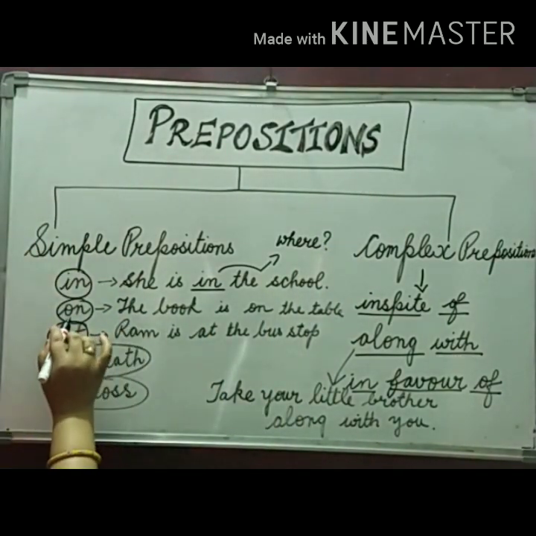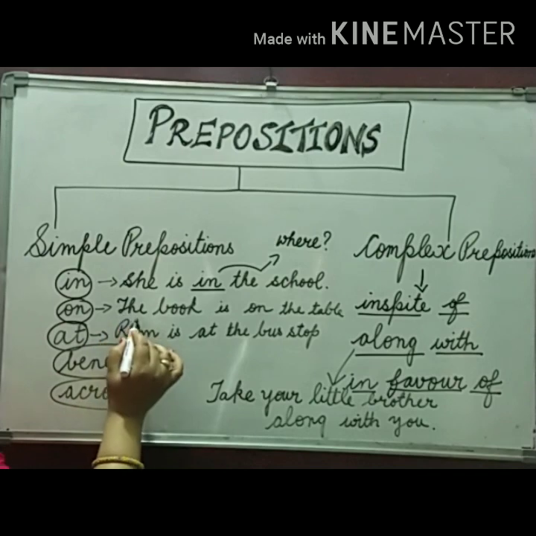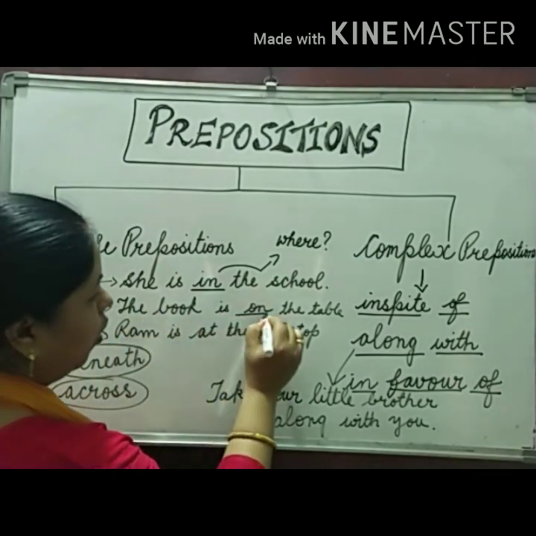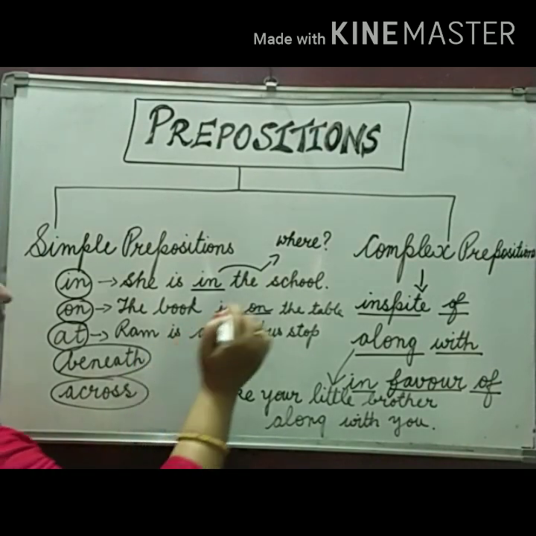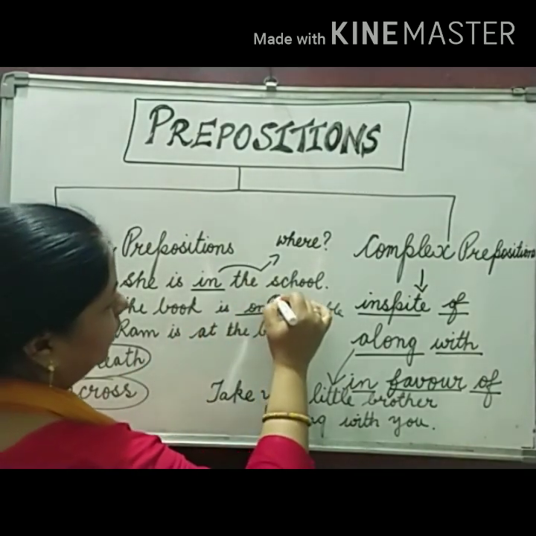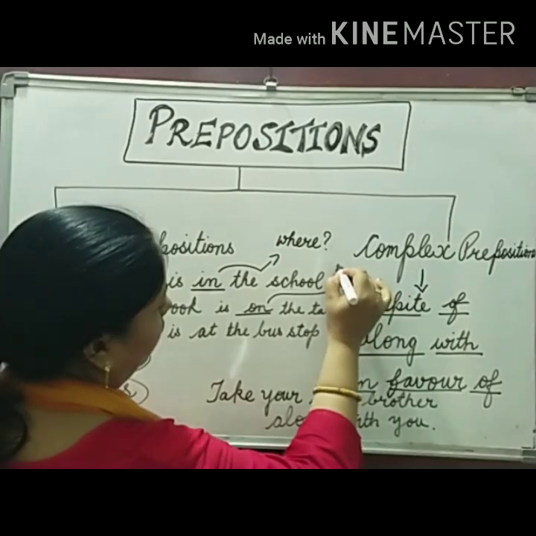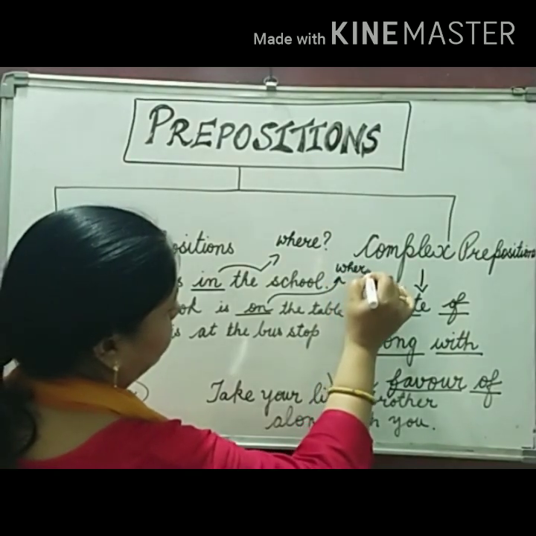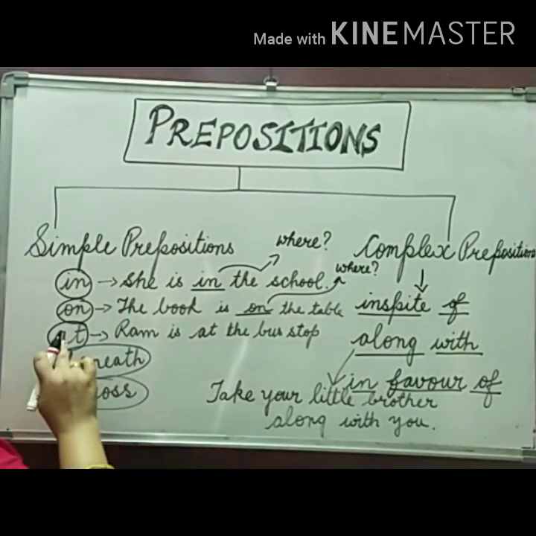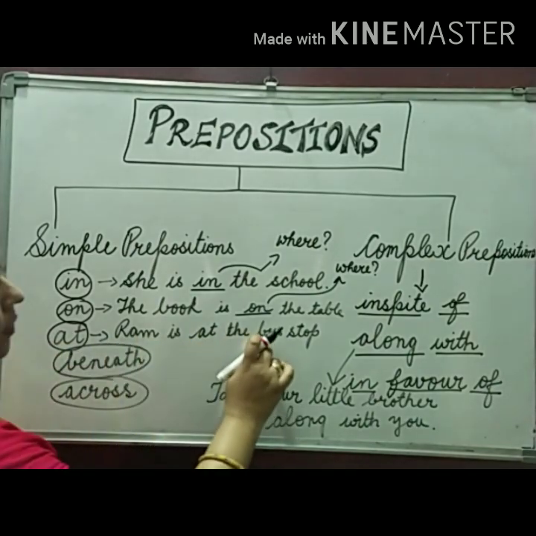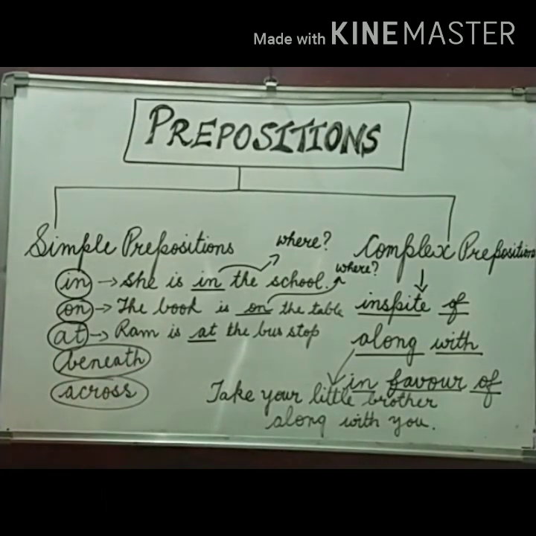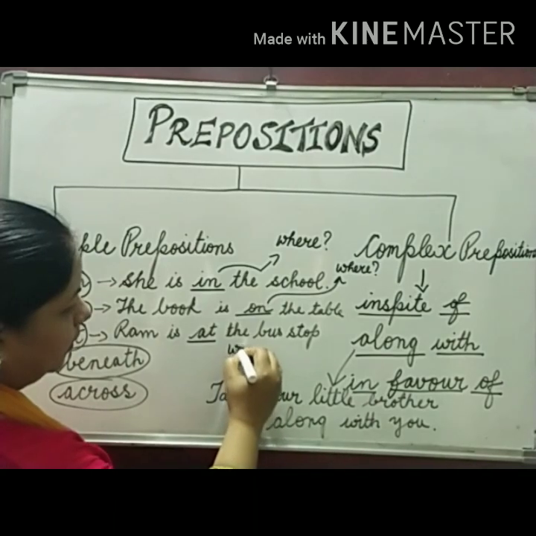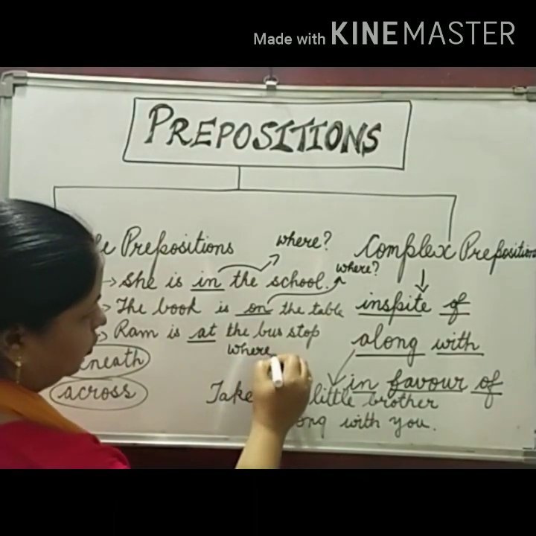Second, that is on. The book is on the table. Again it shows position or place, that is, where is the book? The book is on the table. Then at. Ram is at the bus stop. Here also at is the preposition that shows where Ram is. He is at the bus stop.